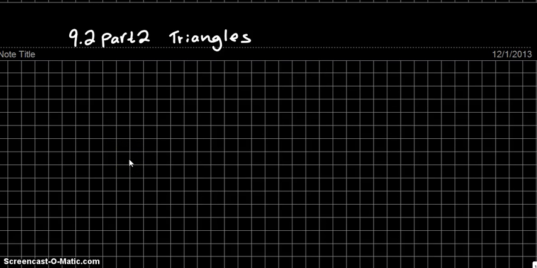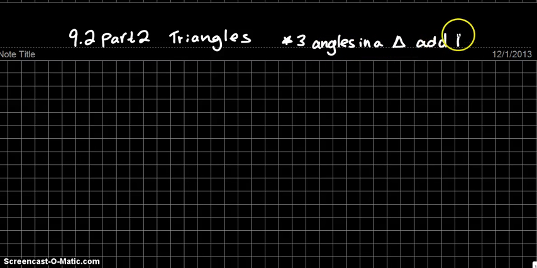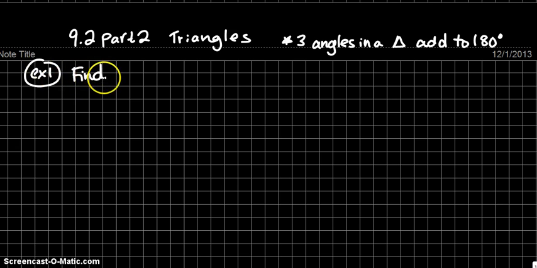All right, well, we already talked about the fact for triangles that three angles in a triangle add to 180. Now we're finally going to use that fact and apply it to several different types of problems to solve for missing angles. I'm going to give you three types of triangles, and we're going to try to find the value of all the missing angles and variables.